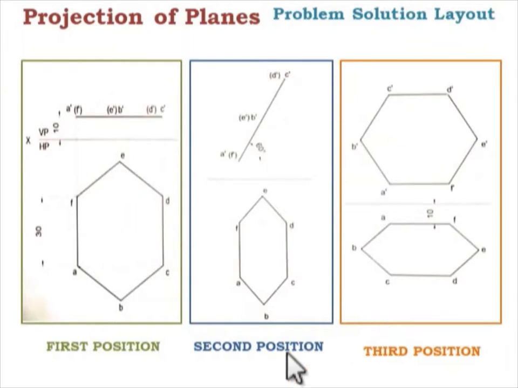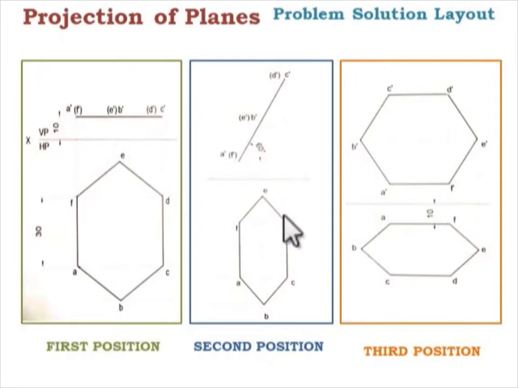This figure shows a general layout of the problem solution. The problems on planes is usually solved in 3 steps. First step is referred as first position, second step is referred as second position, third step is referred as third position. In first step, the lamina is made parallel to one plane. The top view and front view are drawn.